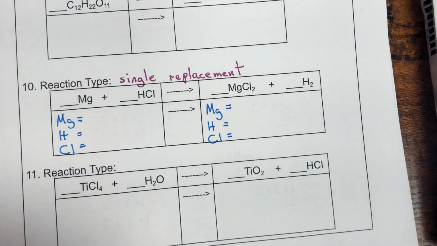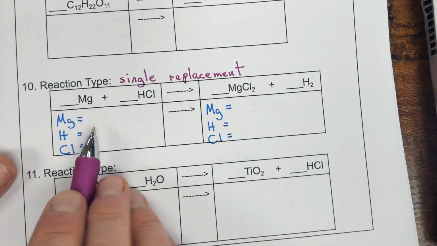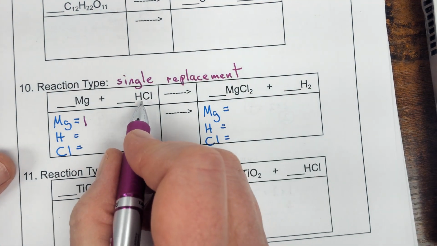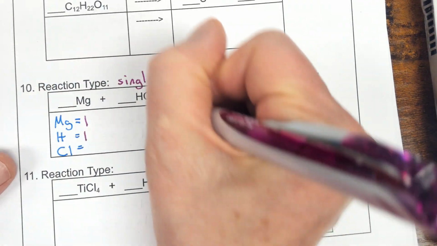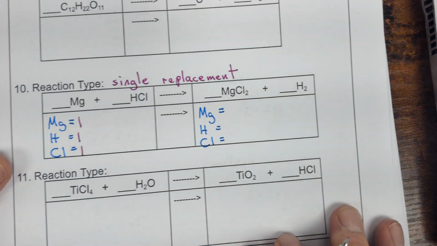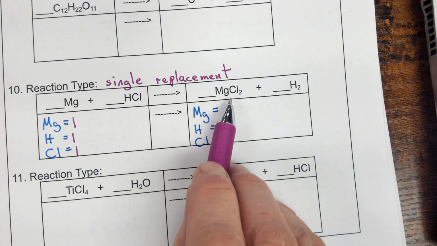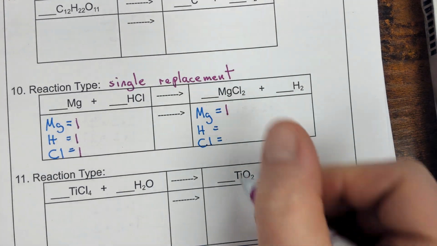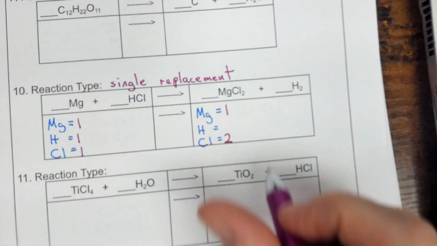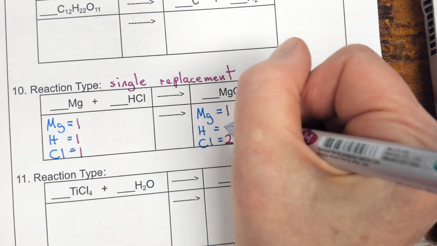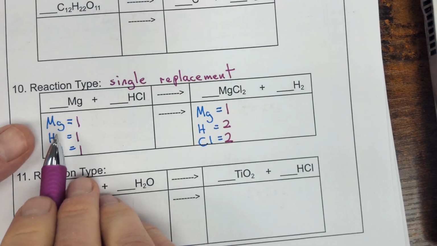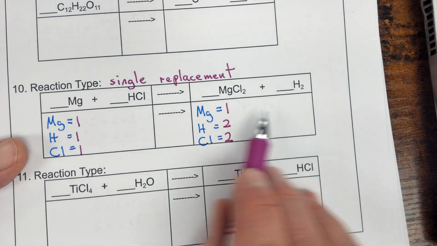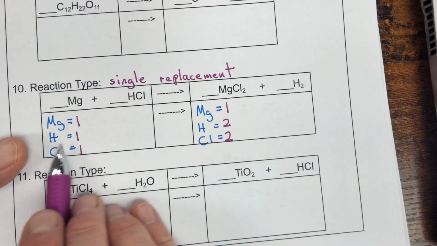All right, then I count what I have. No subscript means I have one. Hydrogen, it's in a compound, but still no subscript, that's a 1. Chlorine is Cl, that's a 1. On this side, magnesium, Mg, is equal to 1. Cl is down here now, but it has a subscript of 2, and hydrogen has a subscript of 2. So my magnesium is balanced currently, but it's almost certainly going to need a coefficient because I'm going to have to change some of my other coefficients.